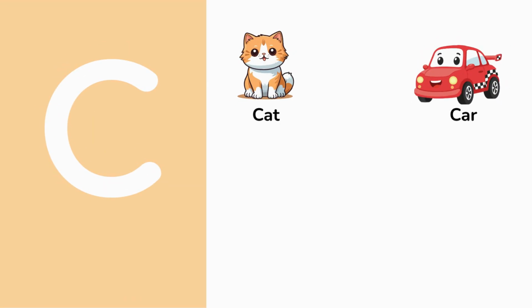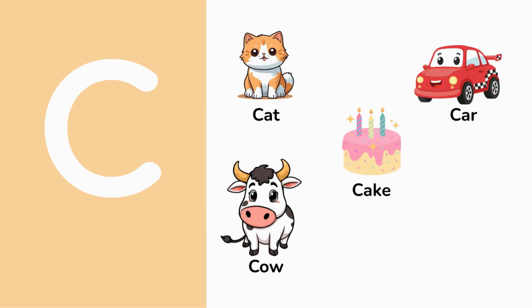C. This is letter C. Can you say C? C. C is for cat. C is for car. C is for cake. C is for cow. C is for crayon.